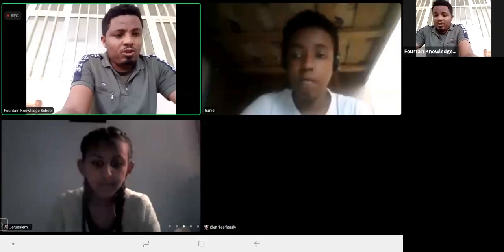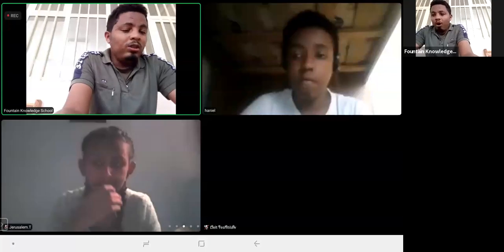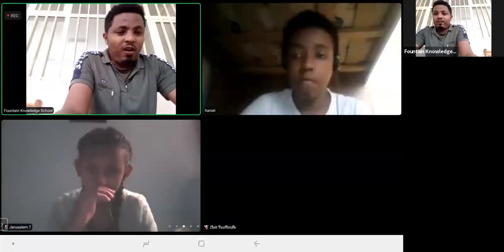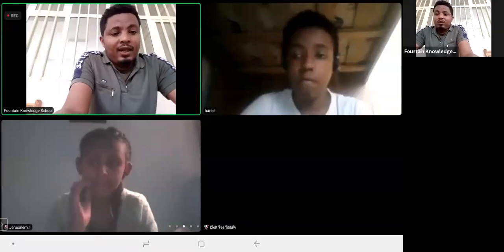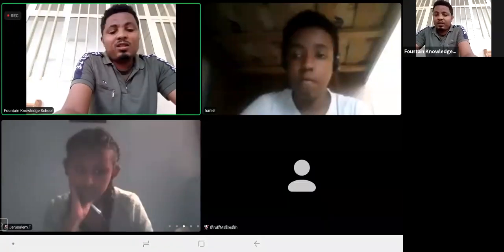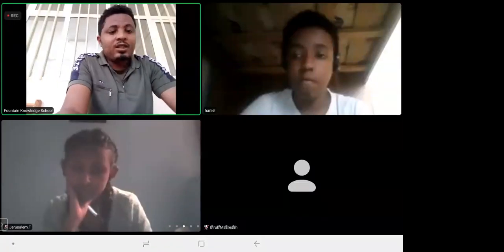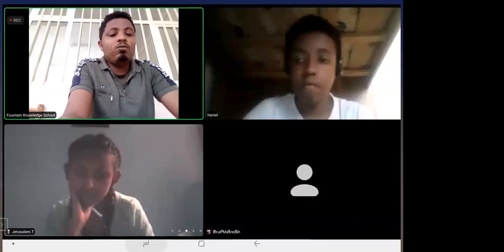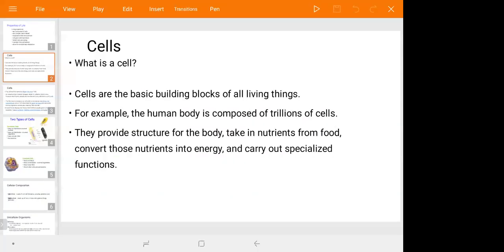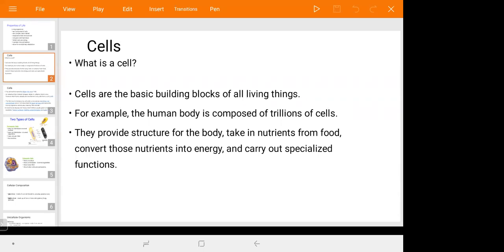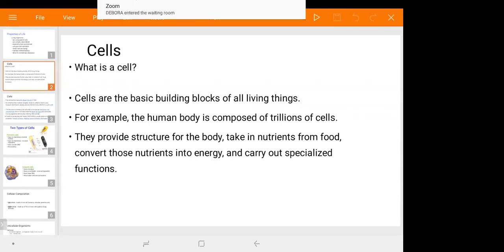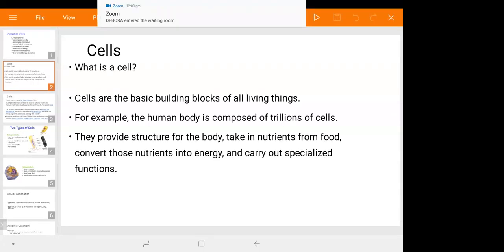So, cells are a building block of life. Building block of life, meaning the structural and functional units, the basic units of life. Okay, so cells are the basic building blocks of living things. For example, the human body is composed of trillions of cells. That is really amazing. So many cells are involved in the formation of the human body.